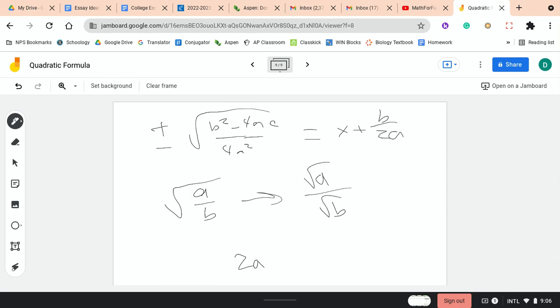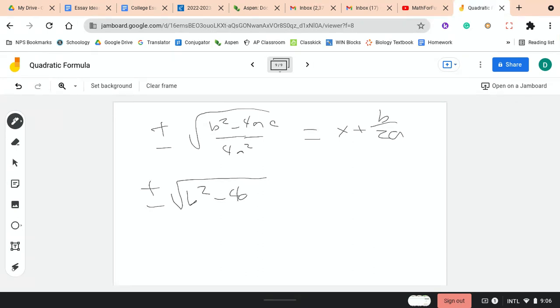So it might be useful to use this rule because then the bottom will no longer be a square root and we'll just have a square root on the top. So that's what we're going to do. I'm going to simplify this square root fraction using the rule I just outlined. So we're going to get plus or minus the square root of b squared minus 4ac over 2a. And you can probably see the quadratic formula screaming at your head right now because we are very, very close.